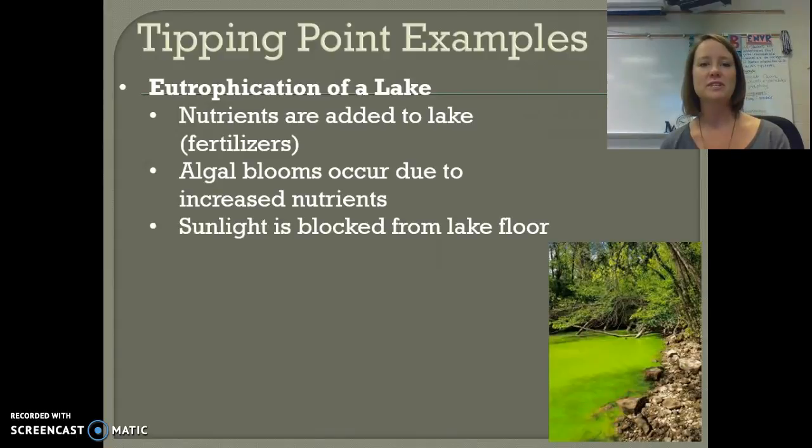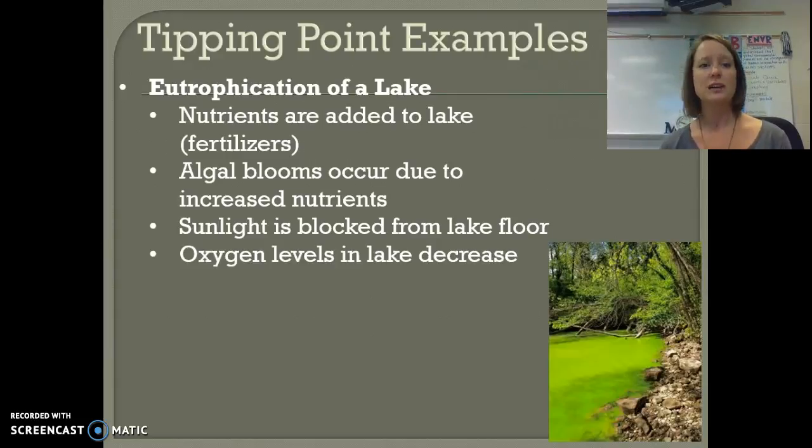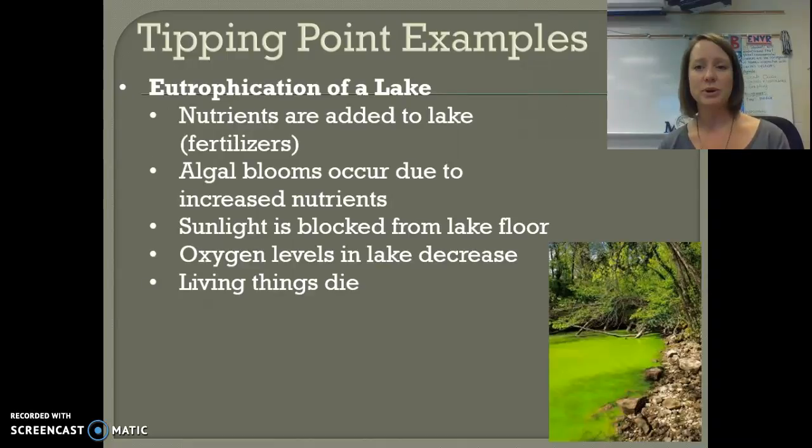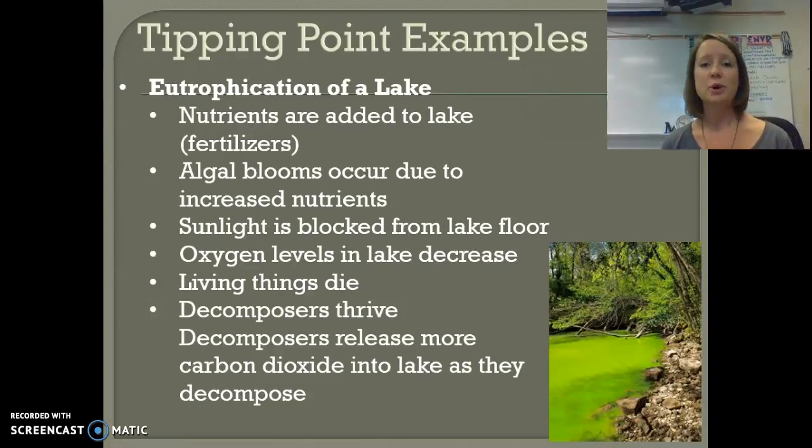When you have increased algae that's covering the surface of the pond, the sunlight cannot reach the lake floor. So oxygen levels in the lake decrease because you no longer have photosynthesis on the floor. Also, as the algae die and decompose and other organisms die and decompose, decomposers release carbon dioxide, and so that further lowers the amount of dissolved oxygen. So it's reached its tipping point. That's another example of positive feedback.